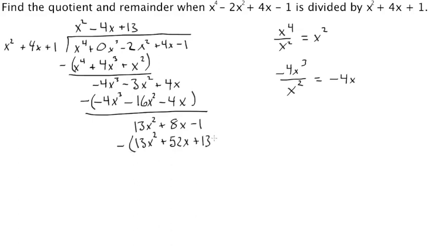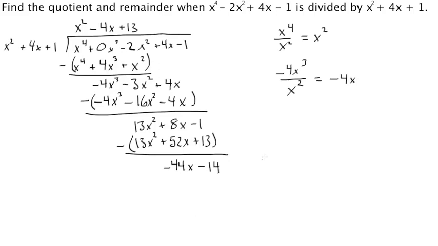And one last time, I'm going to subtract each of those. So 13x squared minus 13x squared is 0. Again, the first column should always cancel out. 8x minus 52x, I believe that's going to be negative 44x. The negative 1 minus 13, that's going to be negative 14. Now notice, two things. I no longer have anything to bring down, and the highest power of this is x to the first power. Over here, my highest power is x to the second power. This is a bigger power than this, so I stop.